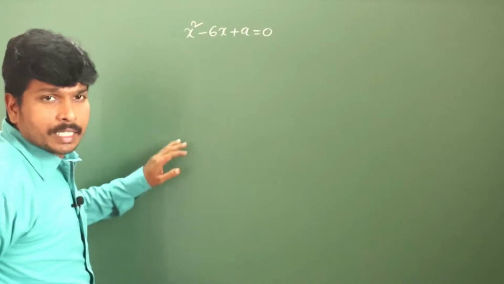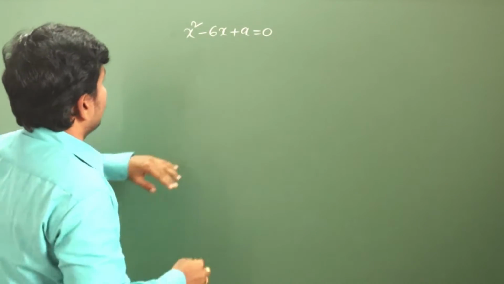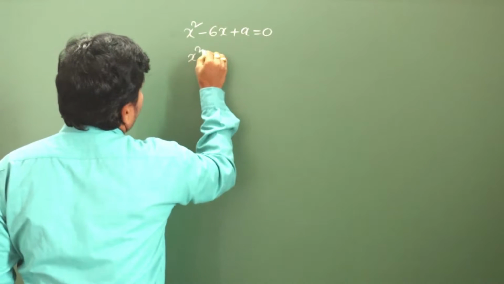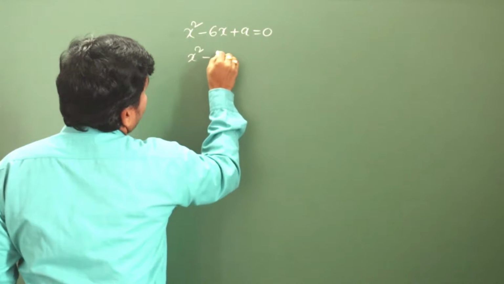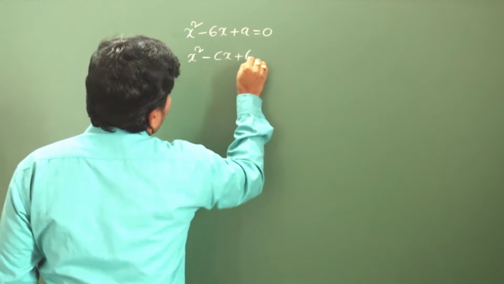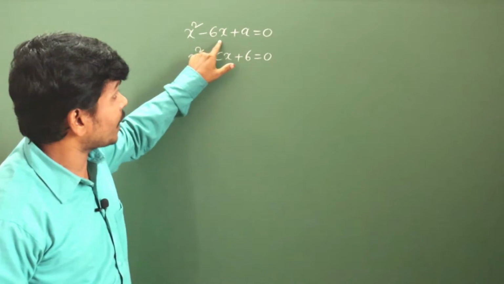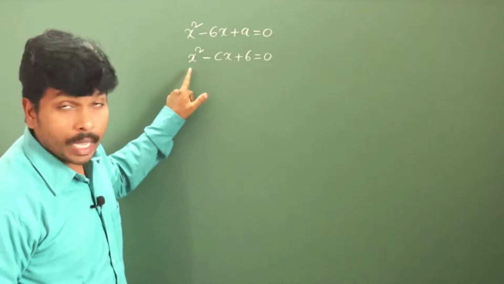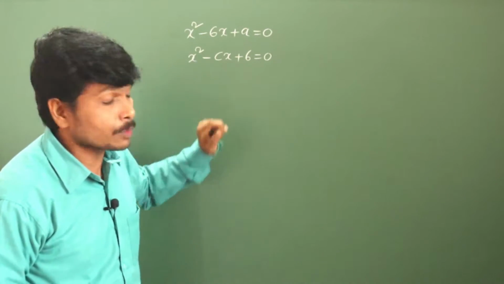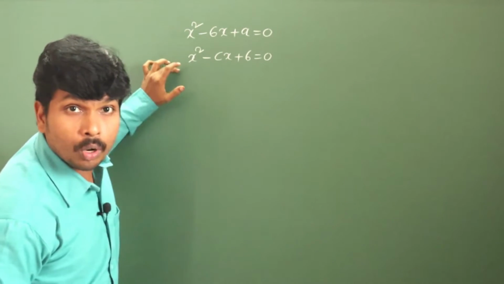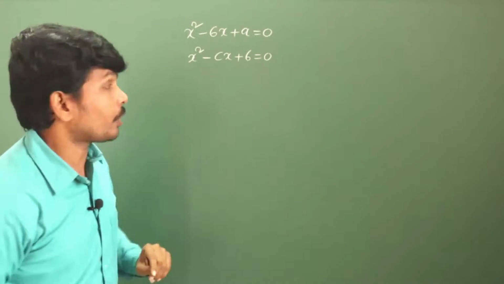x square minus 6x plus a equal to 0, one equation. Second equation is x square minus cx plus 6 equal to 0. These are the two equations. These both equations have a common root.